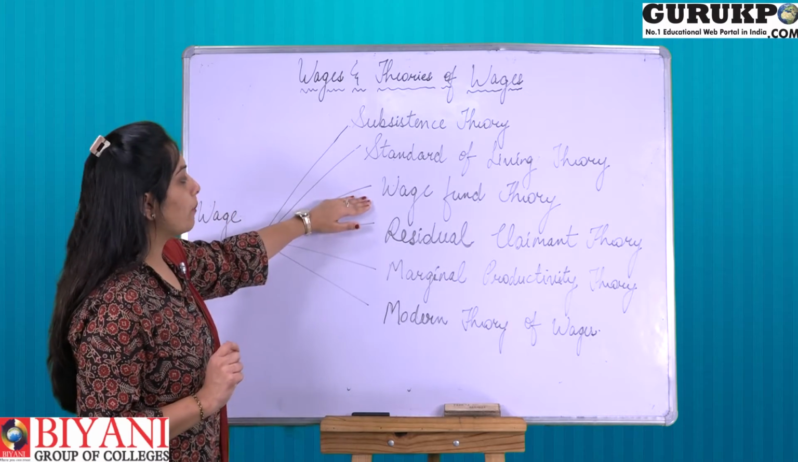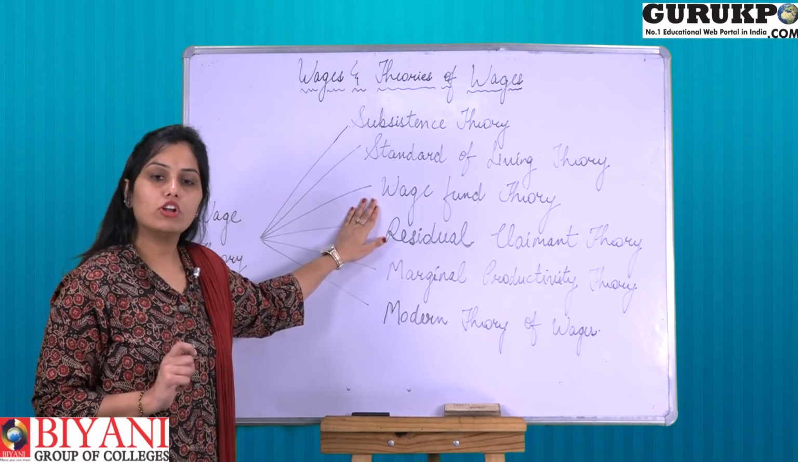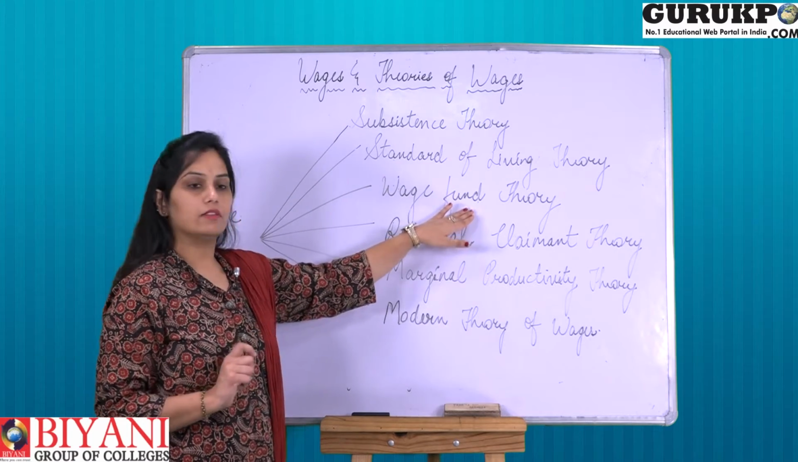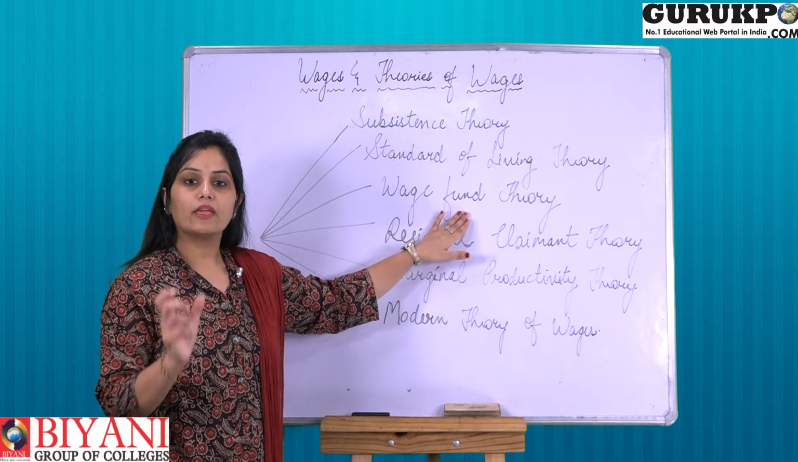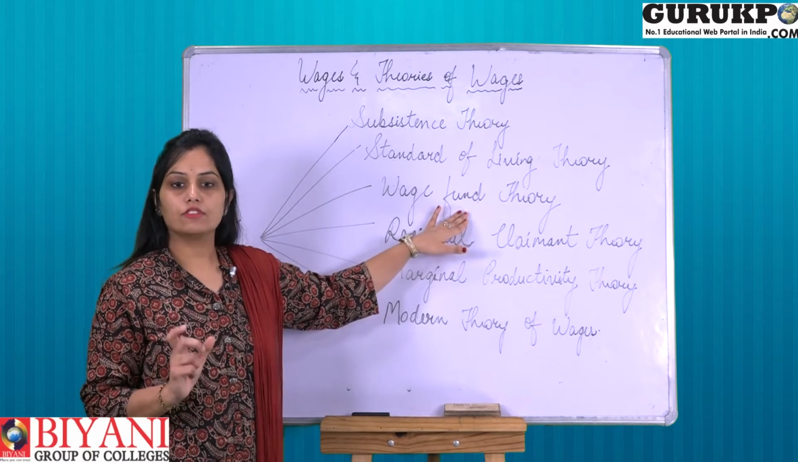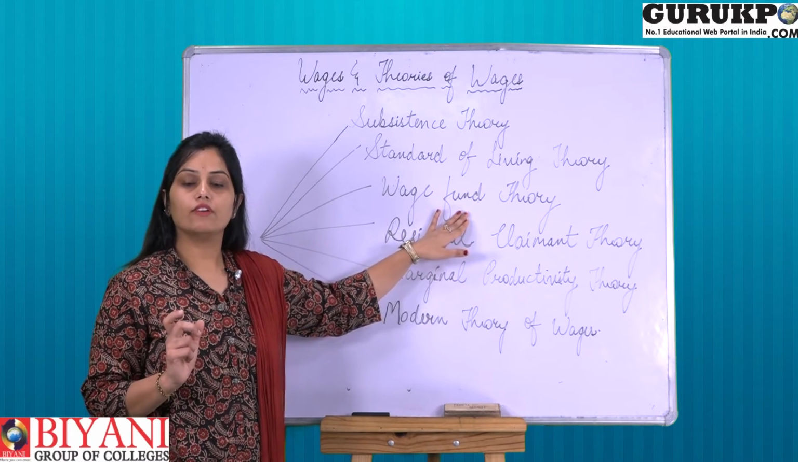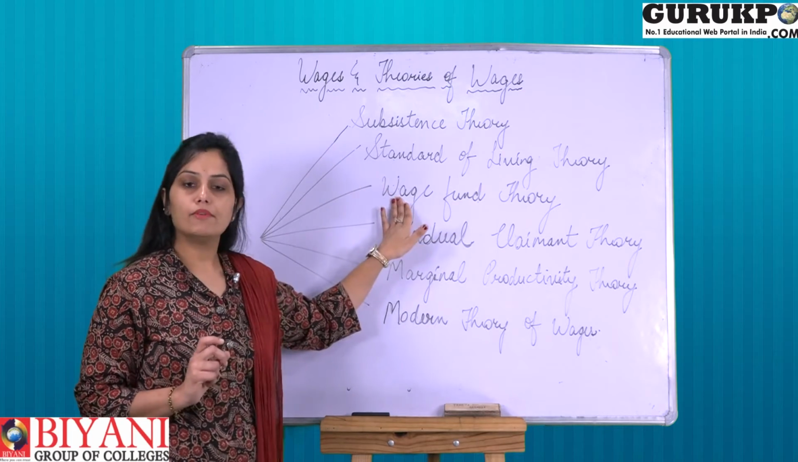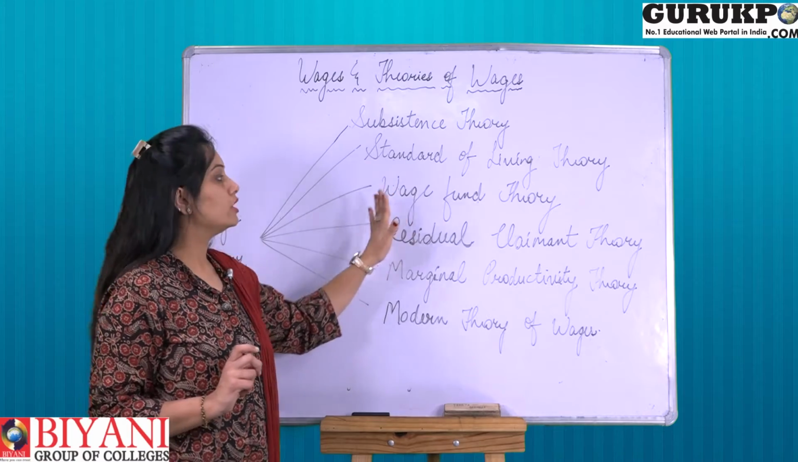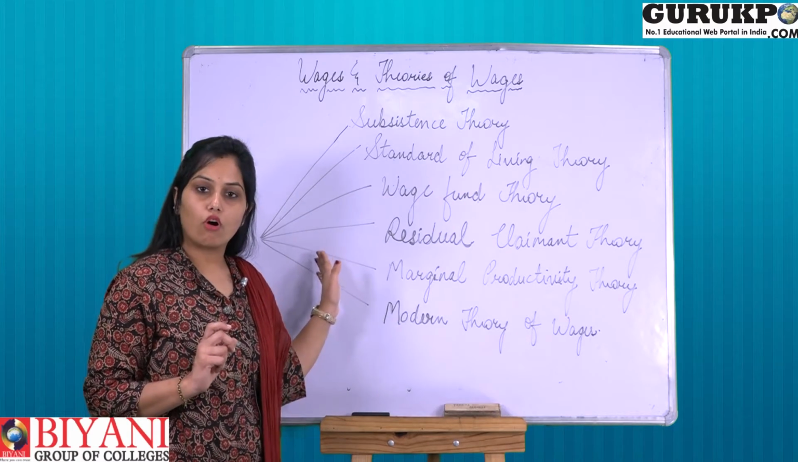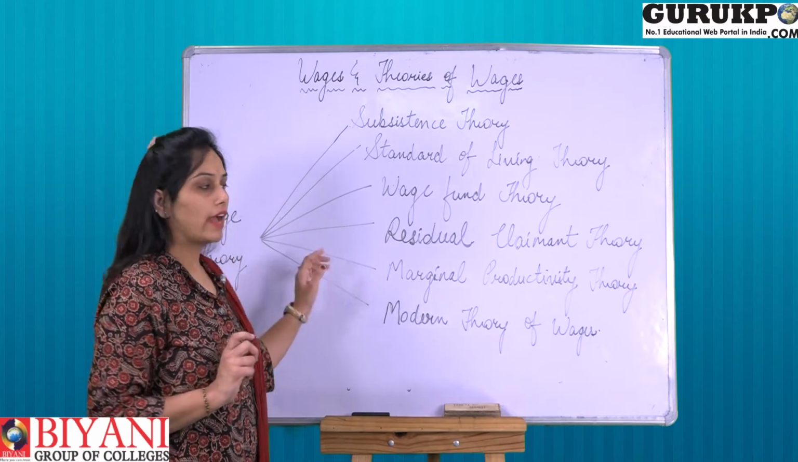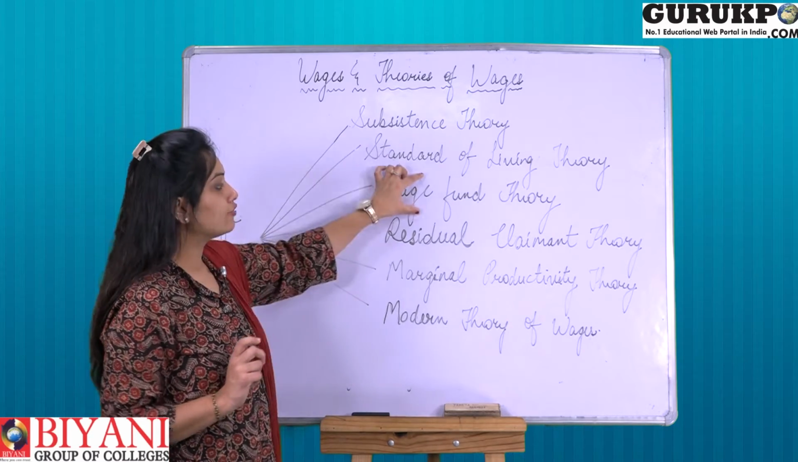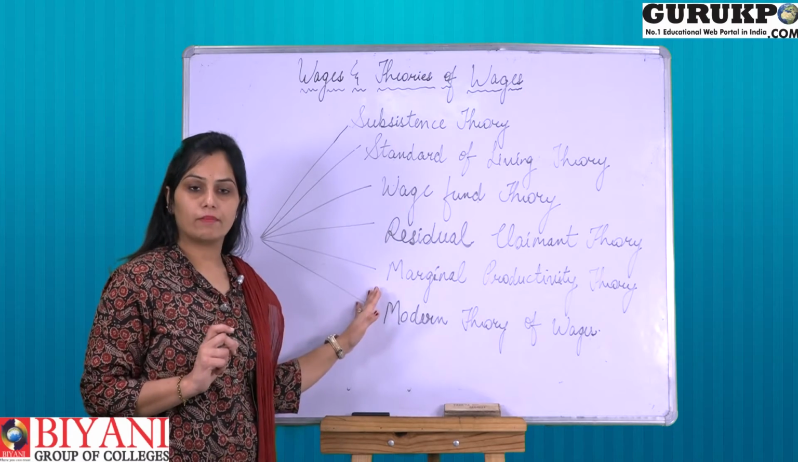The third is the wage fund theory of wages. What do you mean by wage fund? The employer keeps some amount which is fixed and constant, and that is called the wage fund. That wage fund is divided by the number of employees in the organization and paid equally to all of them. That means wages is equal to wage fund divided by the number of employees.